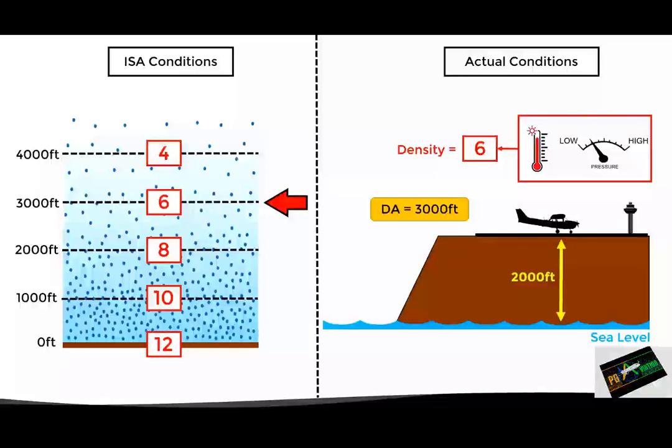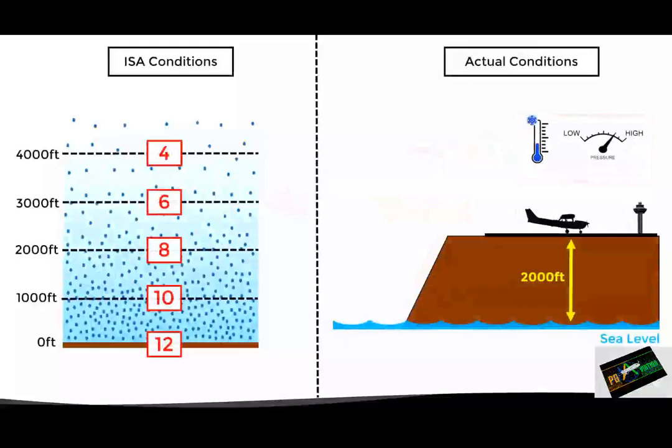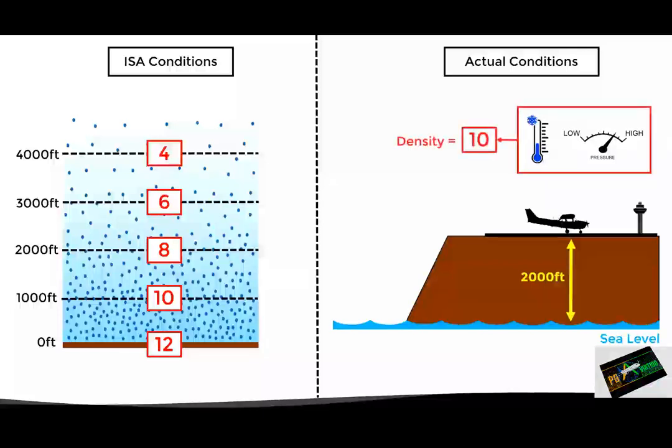Now, the opposite happens when we have higher than standard pressure and lower than standard temperature conditions. In this case, the combination of these factors will cause the air density to increase. Suppose, for example, that the combination of these factors results in a density of 10. If we then look for this density value in the ISA model, we will find it at 1,000 feet. Therefore, we say that this airport under these conditions has a density altitude of 1,000 feet, although its actual elevation is 2,000 feet. This means that the performance of an aircraft will behave as if it were flying at 1,000 feet due to the increased air density.